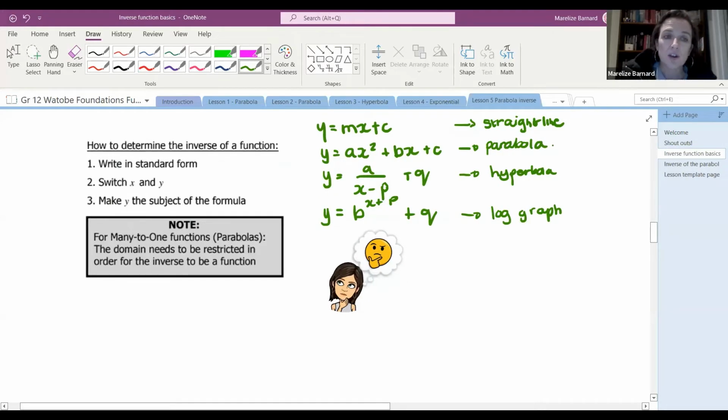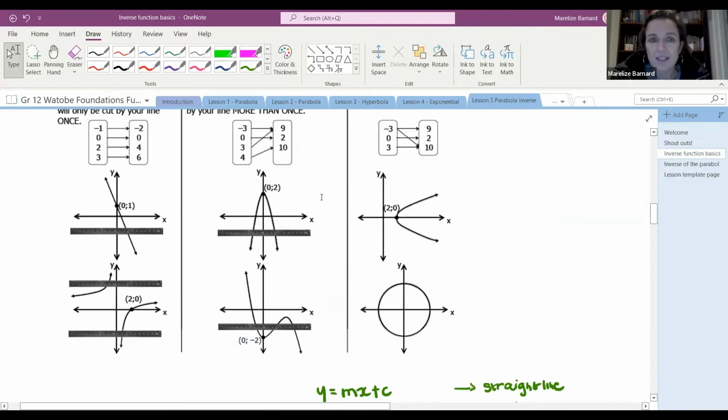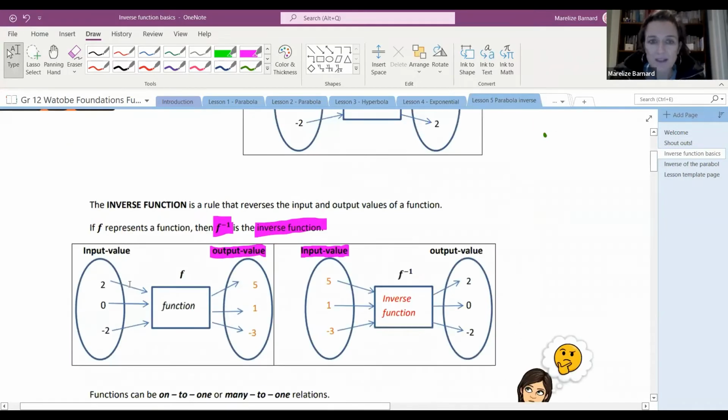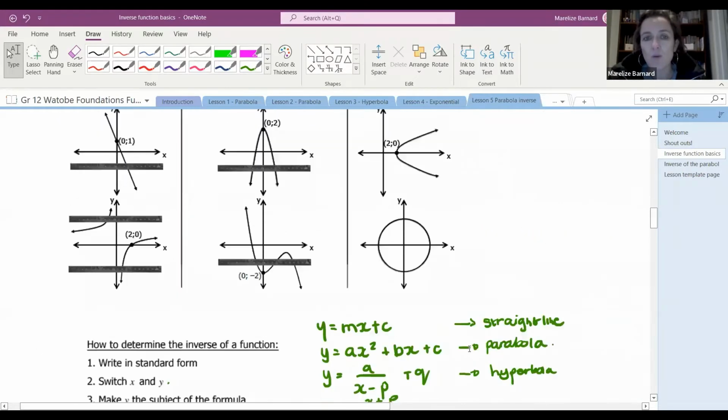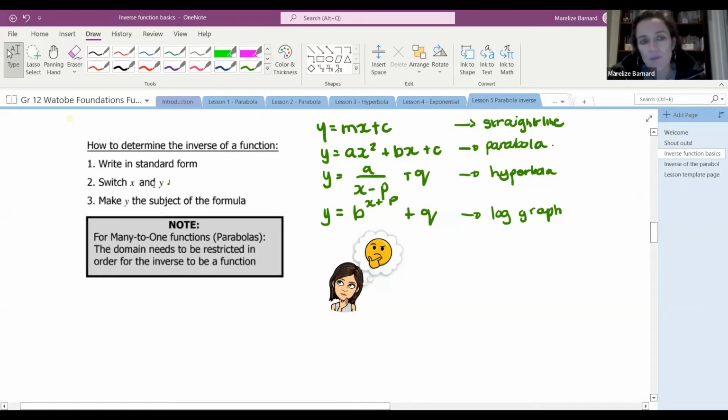In terms of finding the equation of these, we write it in standard form and we switch x and y. So for the inverse, x and y swap. Think of what we did with this very basic diagram of input and output values. We swapped the input value and the output value for the inverse function. And that's exactly what you do when you find the equation of the inverse. You swap the x and the y, but you still have to make y the subject of the formula.